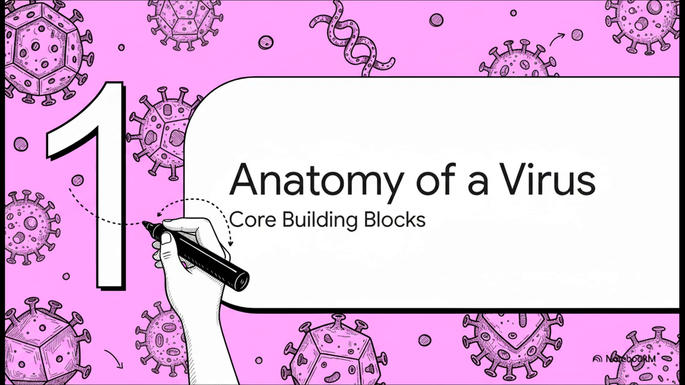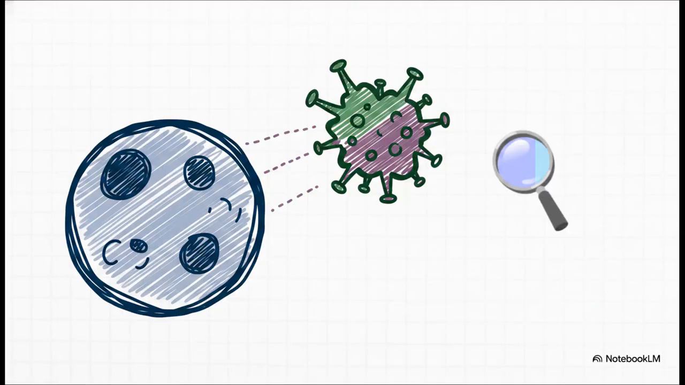All right, Section 1, Anatomy of a Virus. To really understand our microscopic adversary, we've got to look at its core building blocks, kind of building it out from the outside in. Okay, so the outermost layer of many viruses is what we call the viral envelope.